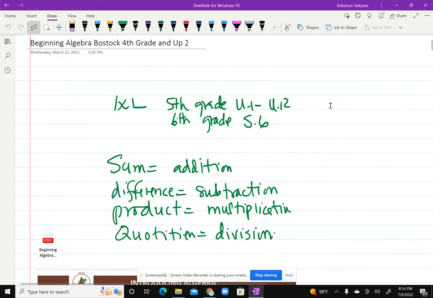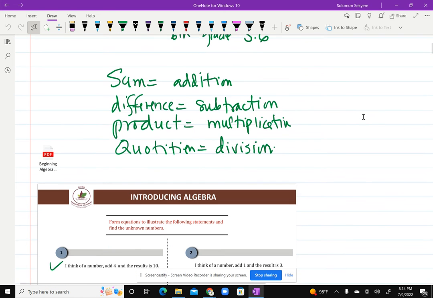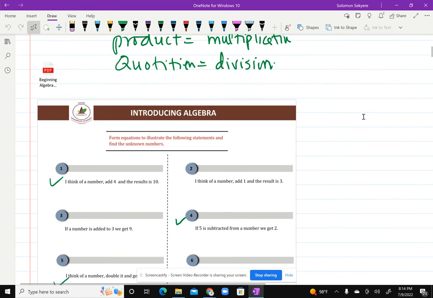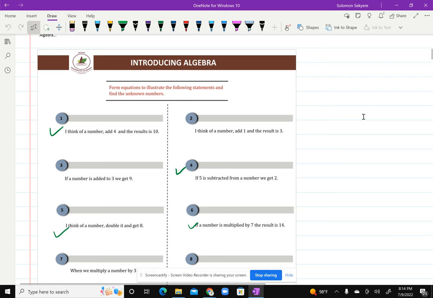Okay, let's just do a quick introduction to algebra. Let's start with this one. I think of a number, add 4. You remember how you used to do this: box plus 4, and the result is 10. And this box here, we have to figure out what it is.